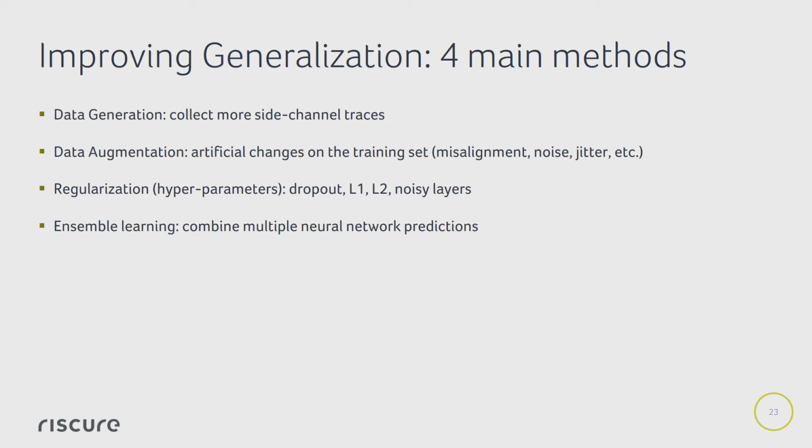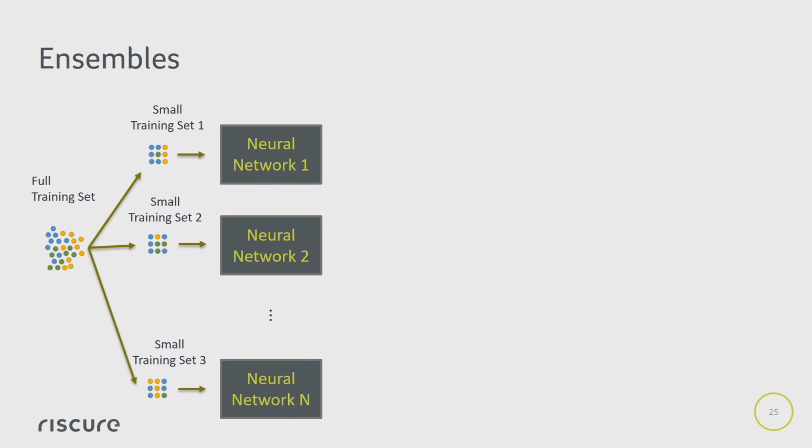We also decided to test another method, which is ensemble learning, a method where you train multiple networks and combine the predictions of all of them into one, and then see how it improves. Just to give a picture of how these ensembles are implemented for machine learning: you have a big training set, let's say hundreds of thousands of traces, and you split it into small training sets, let's say 10,000 or 20,000 traces. This makes the training of each neural network easier because it's small.